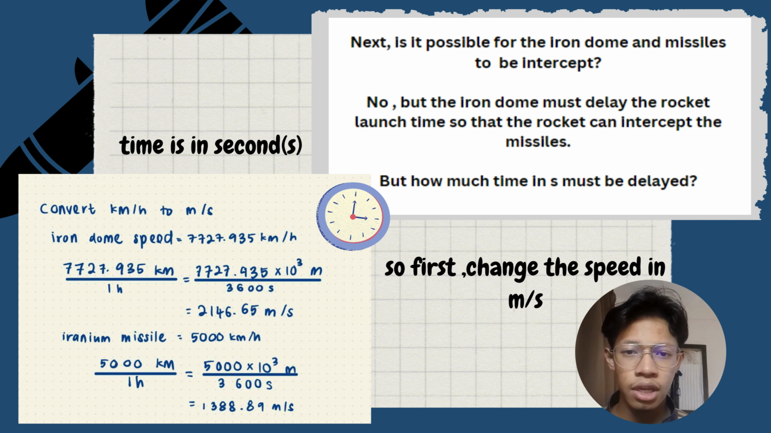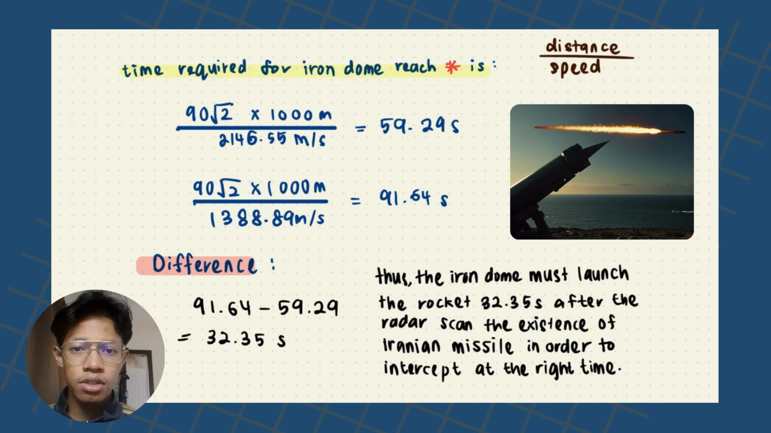So, for the first step, we need to convert the speeds of the Iron Dome and the Iranian missile from kilometers per hour to meters per second. The second step is to find the time required for each to reach the intersection point. We use the formula distance over speed. After we get the times, we need to find the difference between these two times. The result of the difference is the time required for the Iron Dome to launch the rocket after the radar scans the existence of the Iranian missile in order to intercept at the right time.